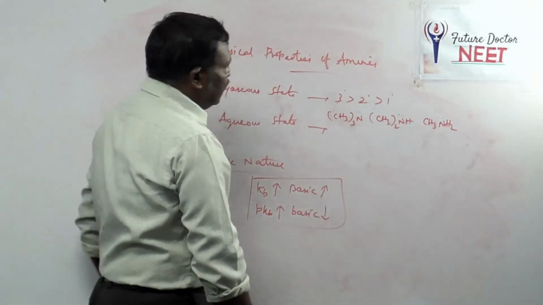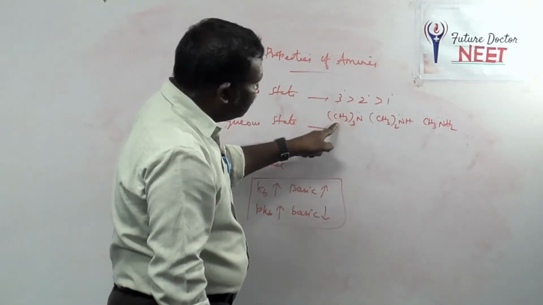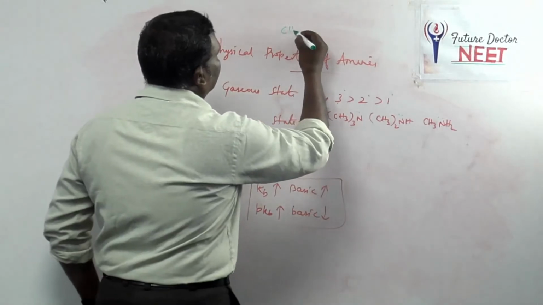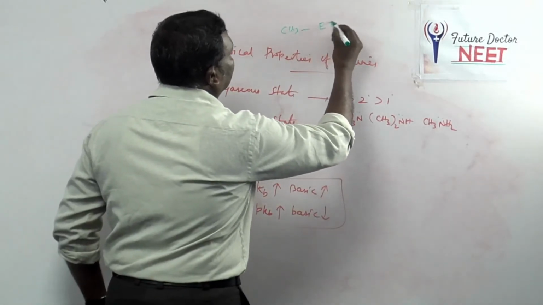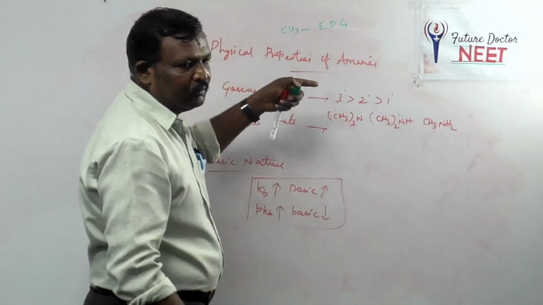Okay. See, how many CH3 are here? 3 CH3 here, 2 CH3 here, 1 CH3. The CH3 is nothing but it's called what? Electron donating group. Just remember, CH3, all the alkyl groups, methyl, ethyl.